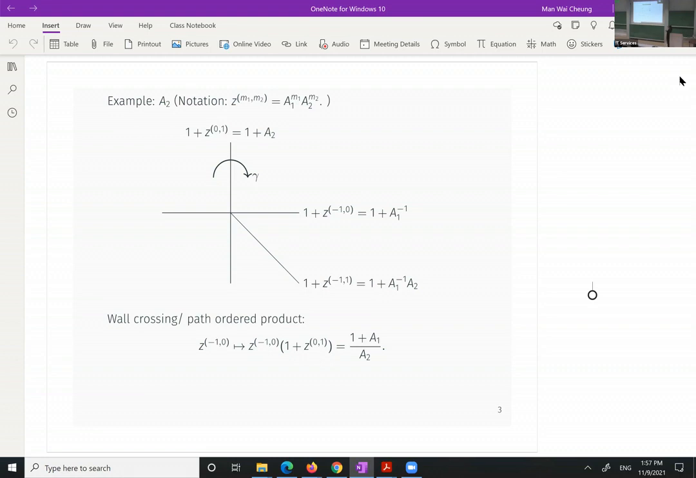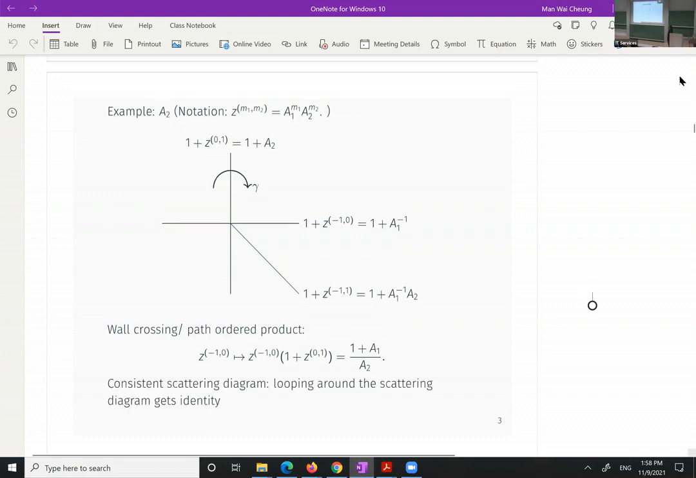For this wall crossing, say we apply the automorphism to the monomial z to the (-1, 0). Here the variables are A1, A2. What we do is keep the monomial and multiply by the wall function, with some exponent, but in this example it's just 1. If we expand everything out, it's just 1 plus A1 over A2, which is exactly the same mutation that we saw before. So within the cluster complex, the wall crossings are basically the cluster mutations that we are very used to.